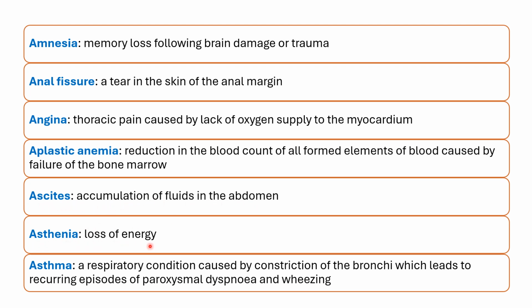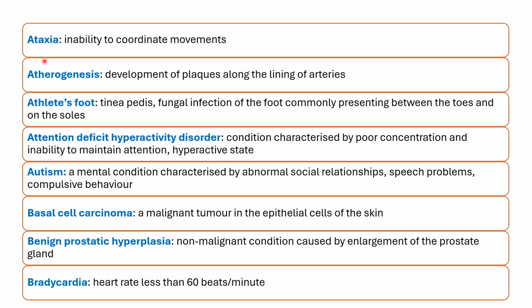Asthenia means loss of energy. Asthma is a respiratory condition caused by constriction of the bronchi, which leads to recurring episodes of paroxysmal dyspnea and wheezing. Ataxia means inability to coordinate movements. Atherogenesis is the development of plaques along the lining of arteries.